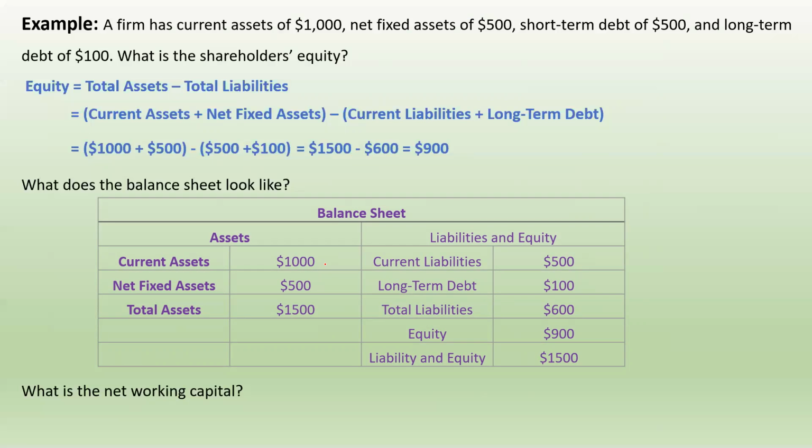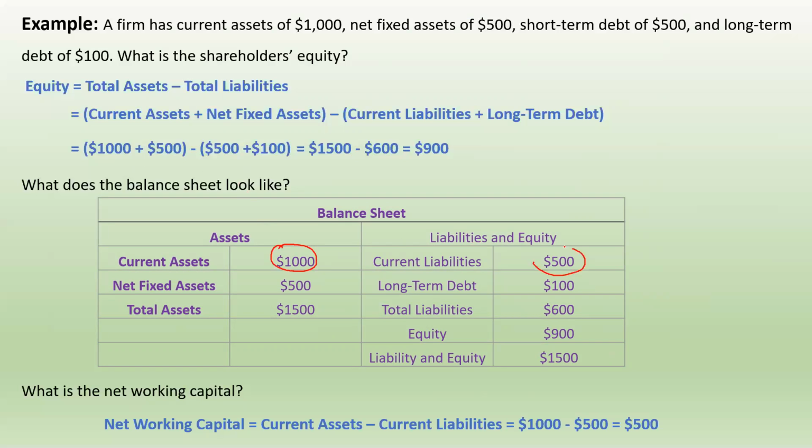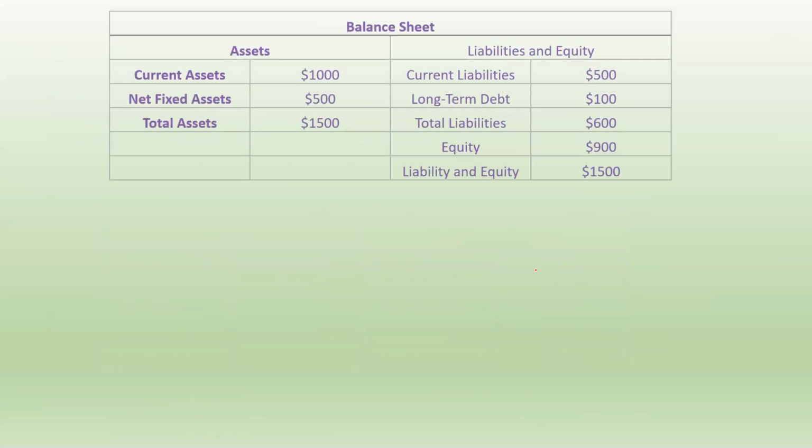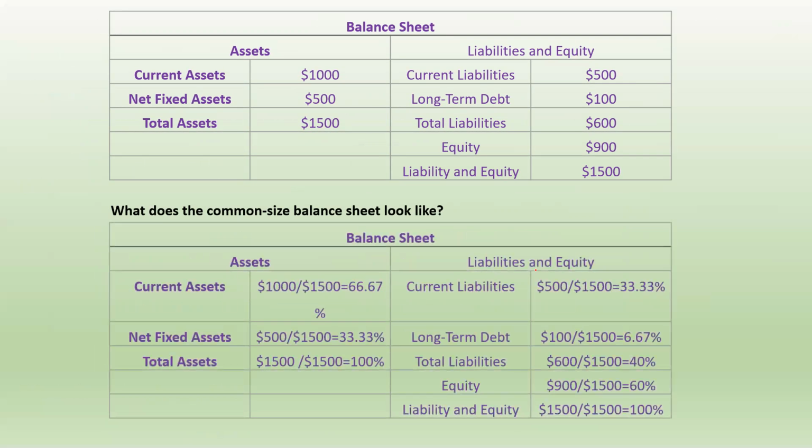And the next question was net working capital. The net working capital is the difference between current assets and current liability, so it's 500. What does the common size balance sheet look like? Again, we just divide all the items on the balance sheet by the total assets, which is 1,500.